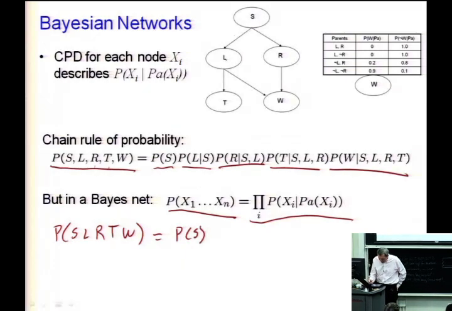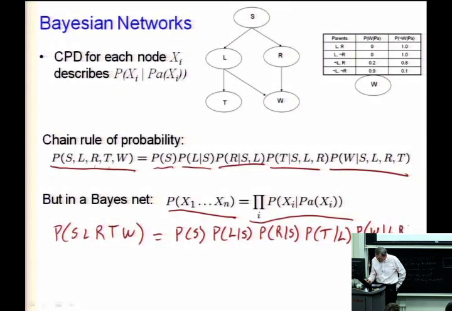Okay, what about L? The immediate parent of L, there's just one, it's S. So that means we can do P of L given S. R is a similar thing. R has only one immediate parent, so we can do the probability of R given S. T has only one immediate parent, so we can do the probability of T given L. And then W has 2, so now we're going to have times the probability of W given L and R.